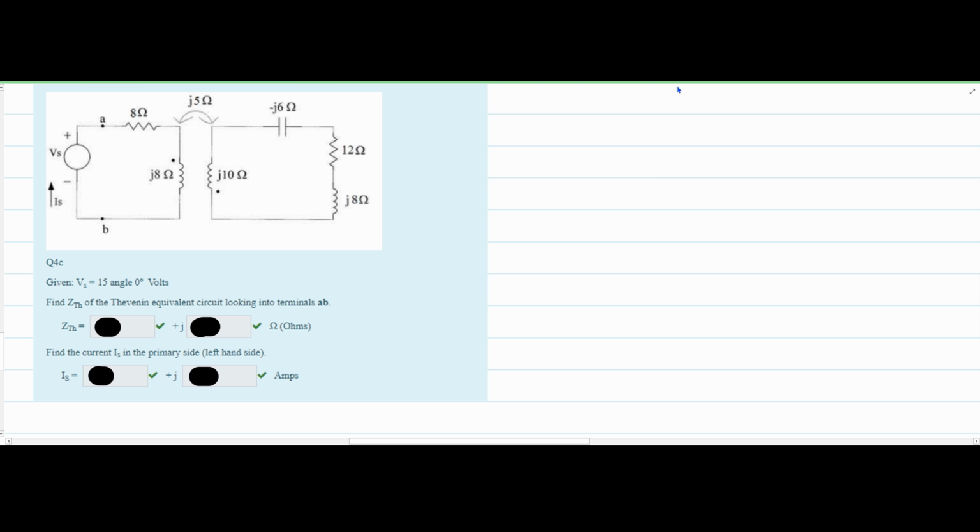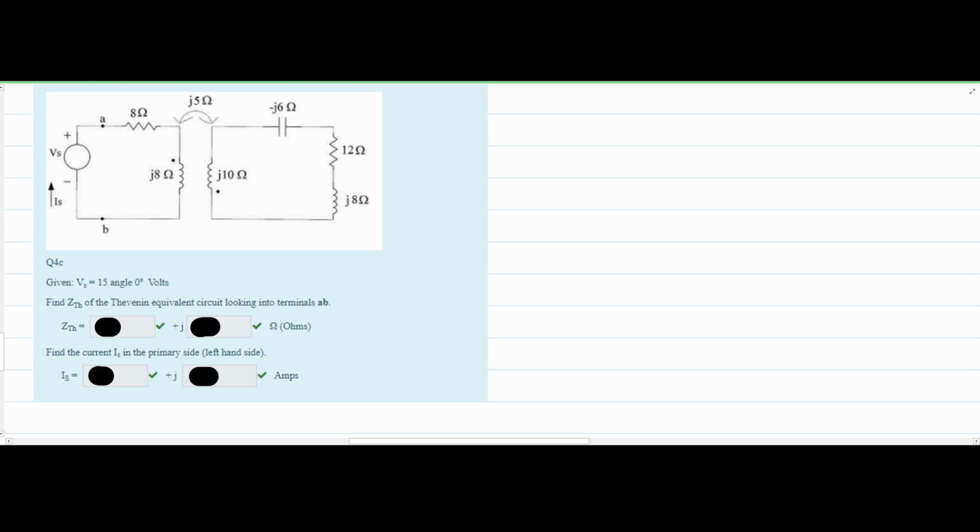We're asked to find the Thevenin equivalent circuit looking into terminal A and B. This is our terminal A and B. This is for the impedance, that's what we're going to find the Thevenin equivalent for in our circuit. Then we also need to find the current Is in the primary side, so this current, and that is to the left hand side. And we're also given this V of G right here.